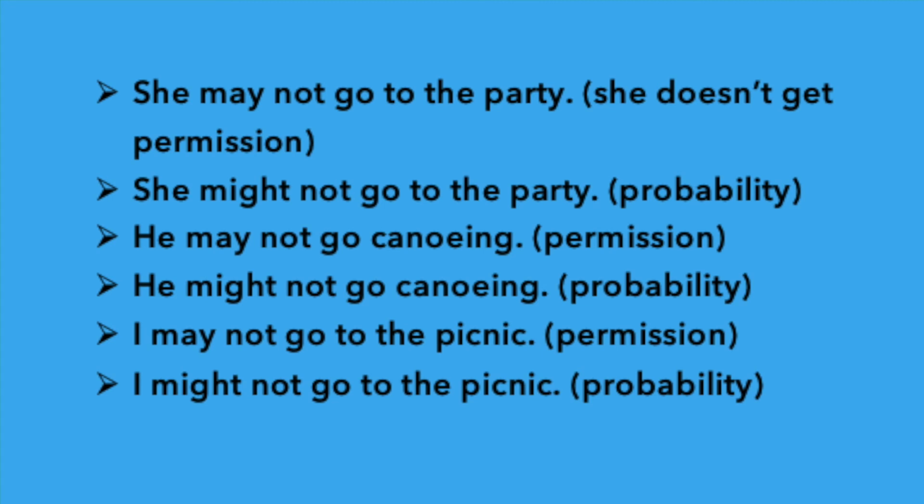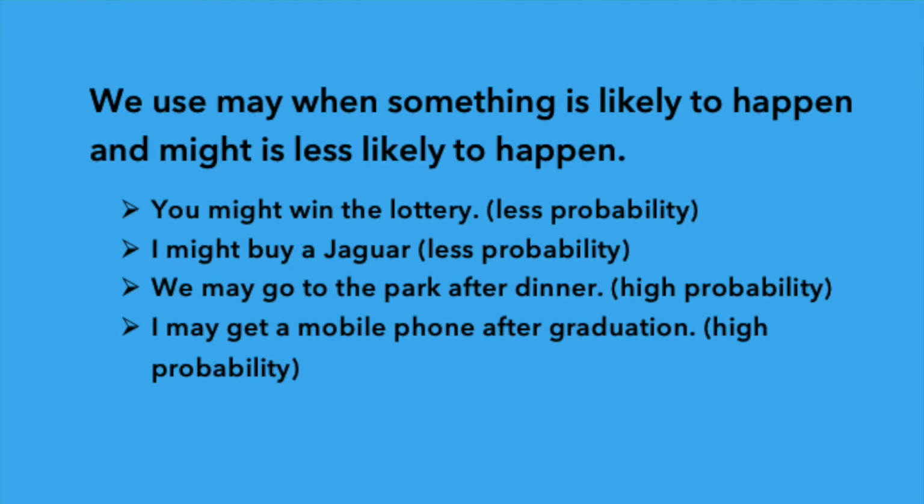Here are some more examples. He may not go canoeing. He doesn't have permission to go there. He might not go canoeing. It shows probability. I may not go to the picnic. He didn't get permission. I might not go to the picnic. It shows probability.